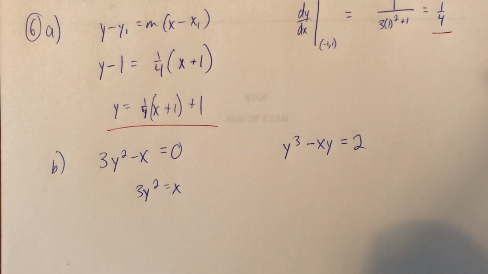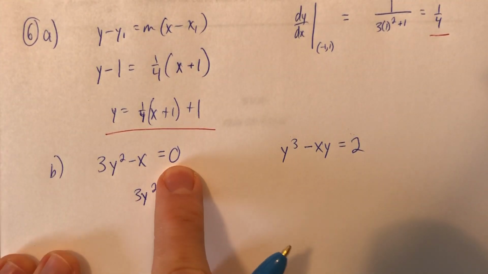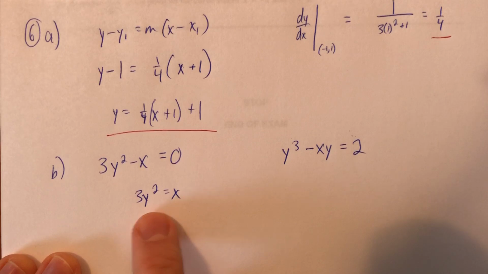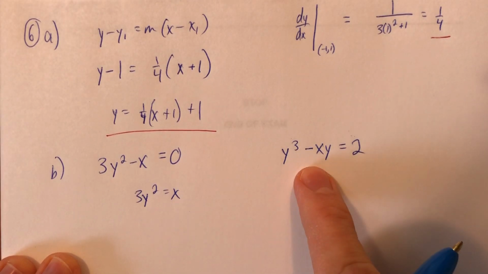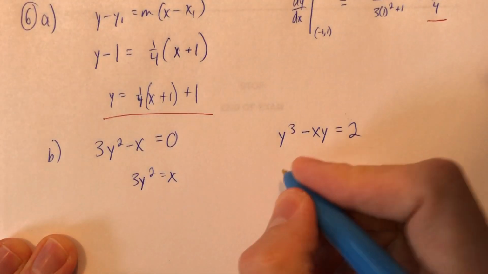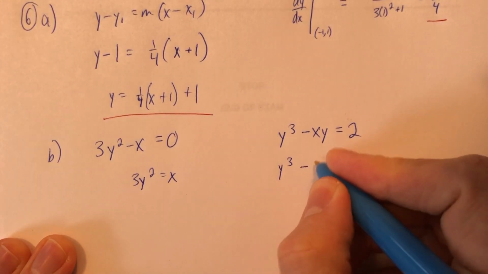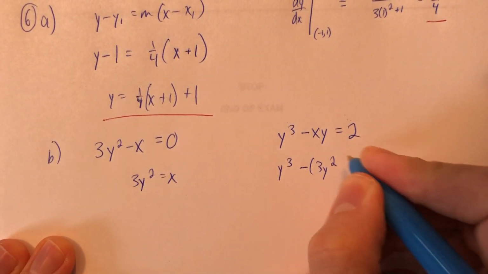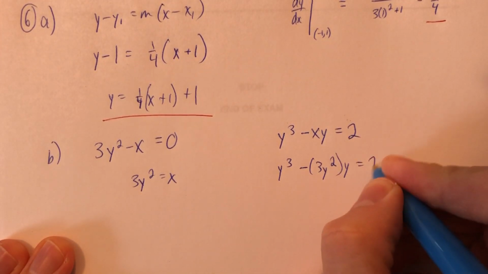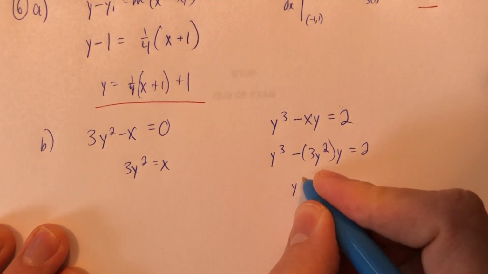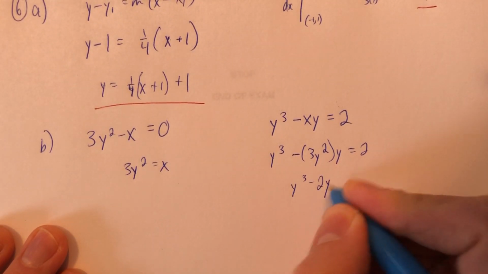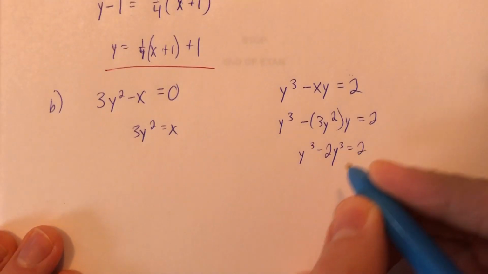And so when you hit a roadblock, like I did when I was doing this one, you start thinking, well, what do I know, and how can I use it? So what I'm going to do is just basically take this that I was dealing with and solve it for x, and then plug it into that one right there. So y cubed minus 3y squared times y equals 2. And so I have y cubed minus 2y cubed equals 2.